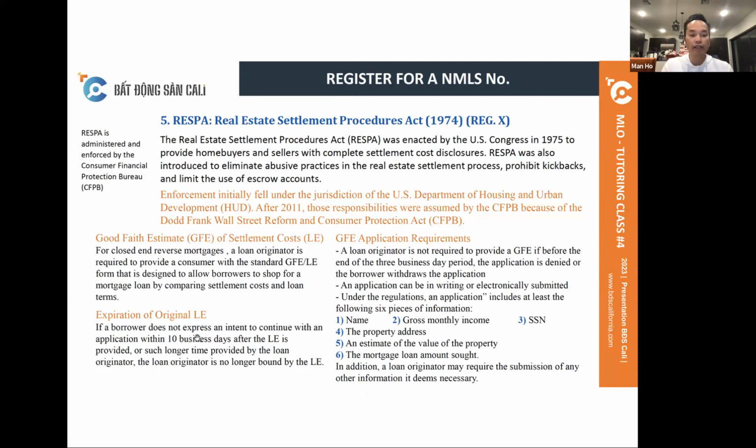If a borrower does not express an intent to continue with an application within 10 business days after the LE is provided, or such longer time provided by the loan originator, the loan originator is no longer bound by the LE. Meaning, the loan officer gives the LE out, and after 10 days, we're not going to honor that. Okay, if the rate goes up, the fee goes up, hey, too bad. We already gave you 10 days.